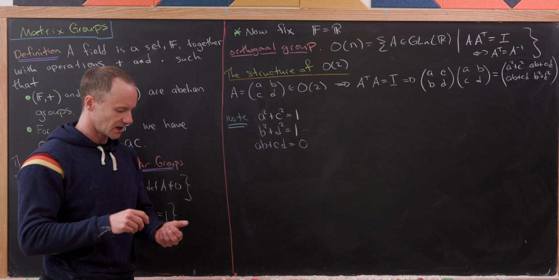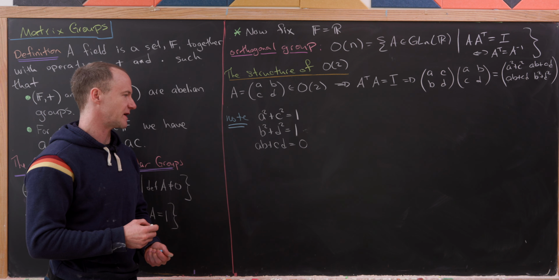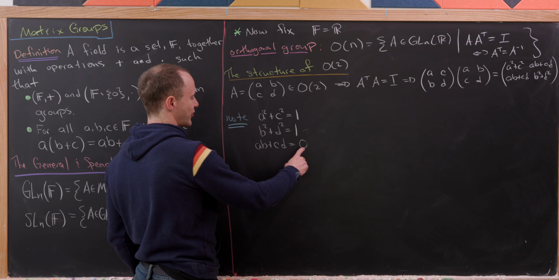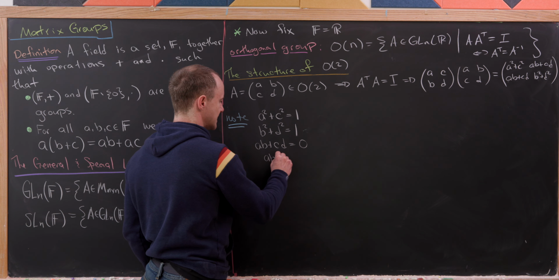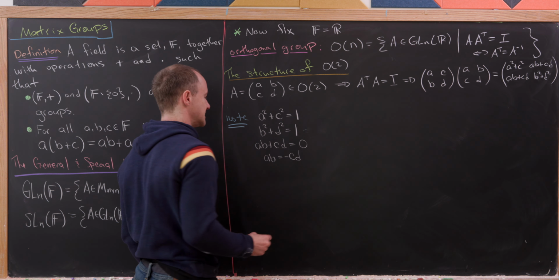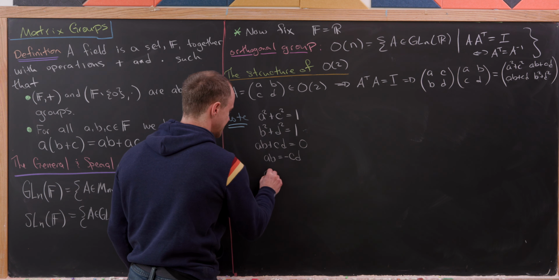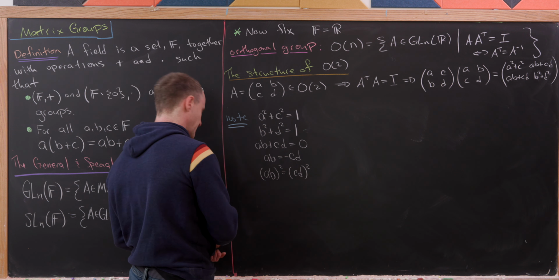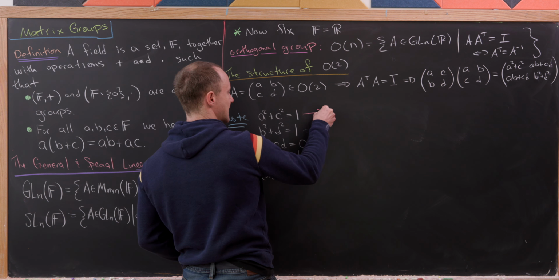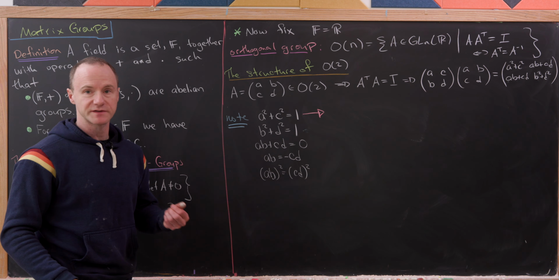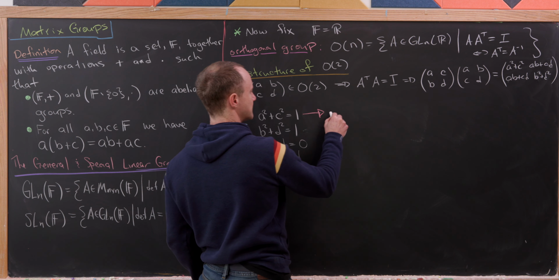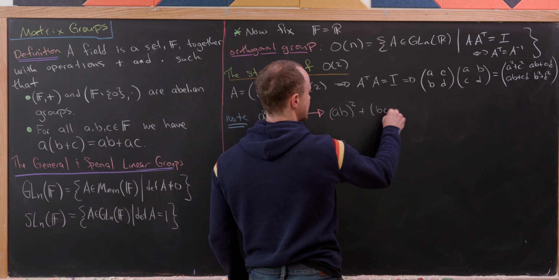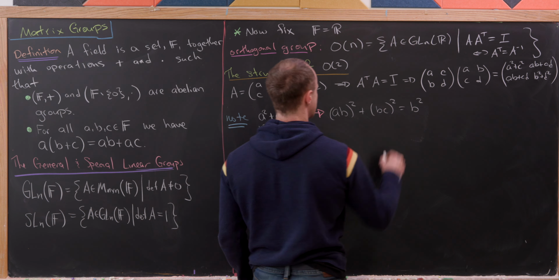Okay, so let's see if we can massage these equations to get some more information. So I'm going to start by observing that this equation down here, the third, is the same thing as saying that AB is equal to negative CD. But now squaring this, I see that AB quantity squared is the same thing as CD quantity squared. Now what I'll do is I'll use that in the first equation. I'm going to do that by multiplying both sides of this first equation by B squared. So that's going to give me AB quantity squared plus BC squared is equal to B squared.